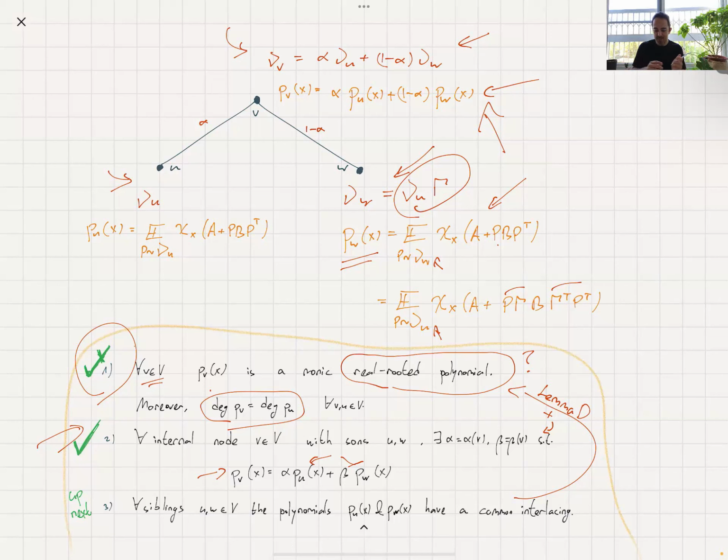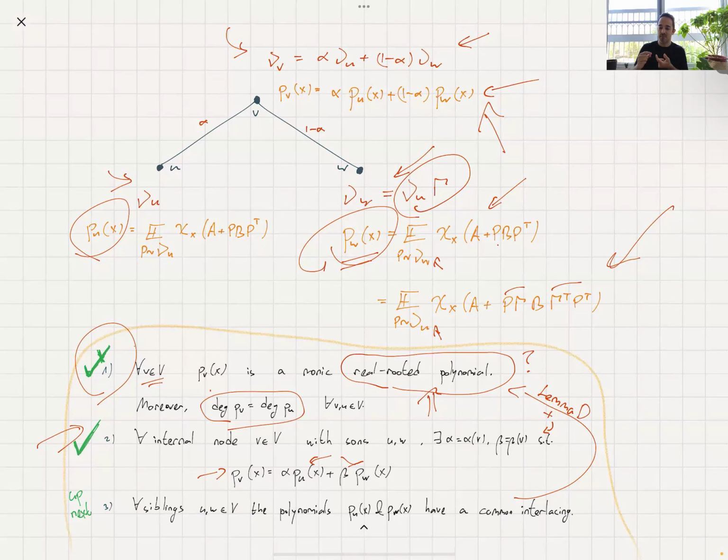Right? We need to prove that. So we need to prove that PU and PW are going to have a common interlacing. But once we have that, we are also done with 1, right? We're going to do it upwards. Why? Because if PU and PW have a common interlacing, and since PV is a convex combination of them, it means that it is also real-rooted.